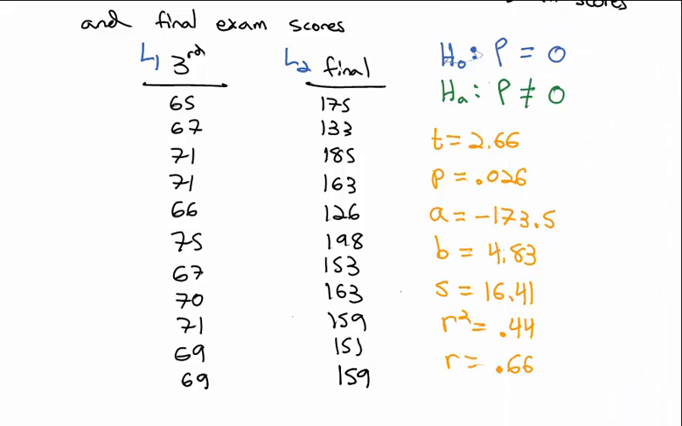So a lot of information here. Let's see if we can interpret what's going on. T and P are going to tell us if there is a relationship or not. Notice the p-value is 0.026, and if we don't ask, we assume a 5% level of confidence. 0.026 is definitely less than that, so that probably did not happen by chance. That suggests that there is a relationship. We'll reject the null.